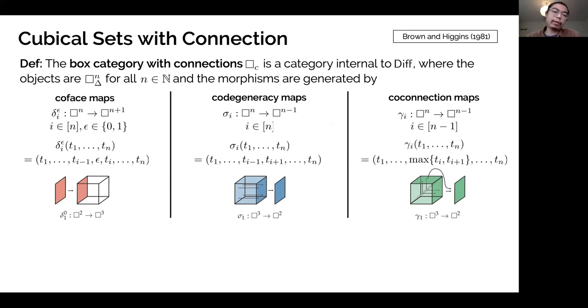But it turns out that if we only use the coface and codegeneracy maps, the homotopy theory of cubical sets doesn't work out as nicely. In particular, the products aren't preserved under geometric realization. And by adding these co-connection maps, which we think of as additional degeneracies, we can preserve the product structure under geometric realization. And this co-connection map is just computed by taking the max between two adjacent coordinates.